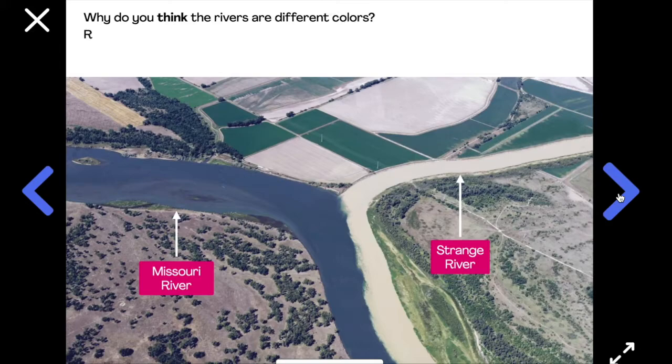Then, why do you think the rivers are different colors? Jot your answers down in the Think part of your page. You don't have to know for sure. This is a place where you make a guess about what you think might be happening. Scientists always start that way, and then as they gather more evidence, they might come back and change what they think is going on.